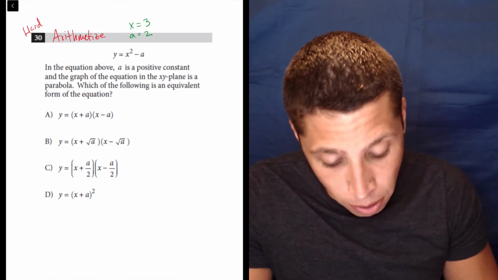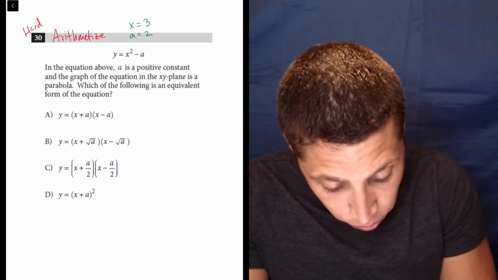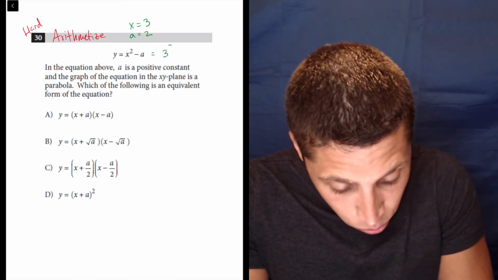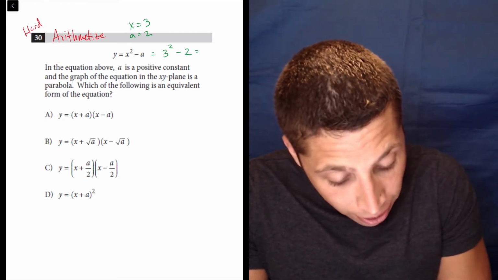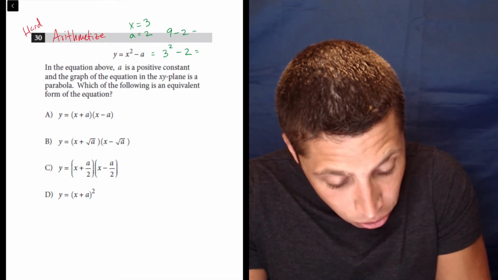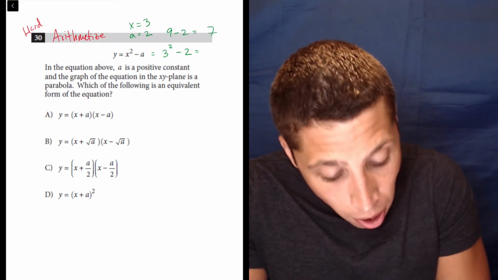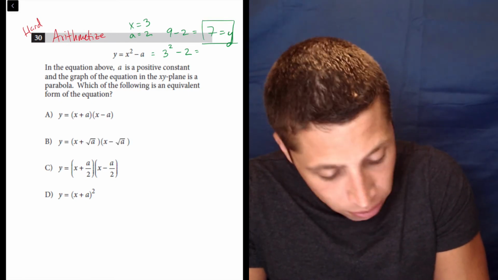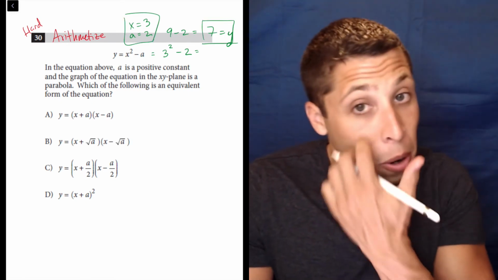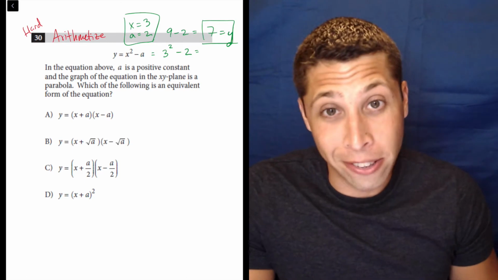And so what's going to happen? Well, we can plug those in here. So now this becomes 3 squared minus 2. So 3 squared is 9, and so 9 minus 2 is 7. So y is equal to 7. So here are our 3 values. And so I'm going to box those so I don't lose them, because there's a lot of letters flying around.